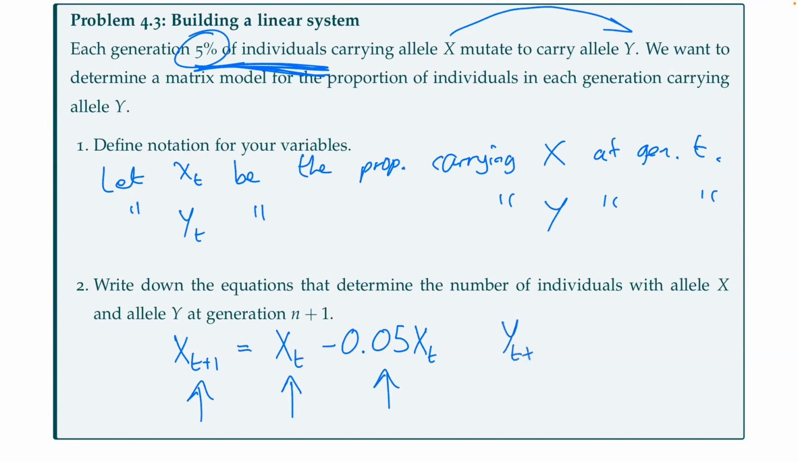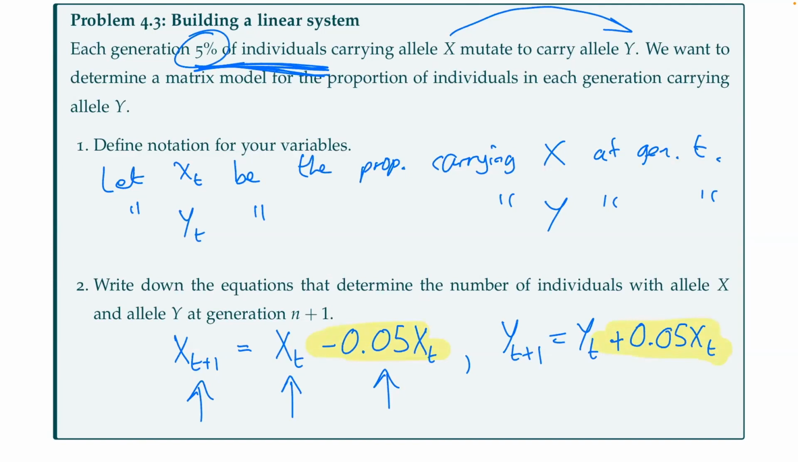What about for Y? Well, we take what we had in the previous generation, YT, and we just add on those ones coming from X. So we're told that 5% of the individuals are mutating from X to Y. They get taken out of here, and they get put into here.